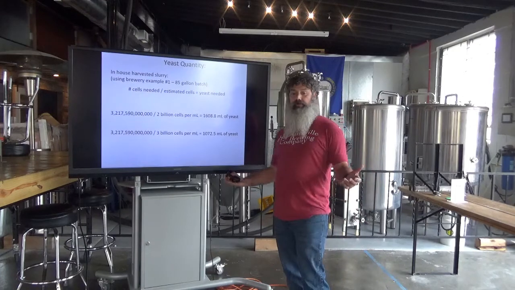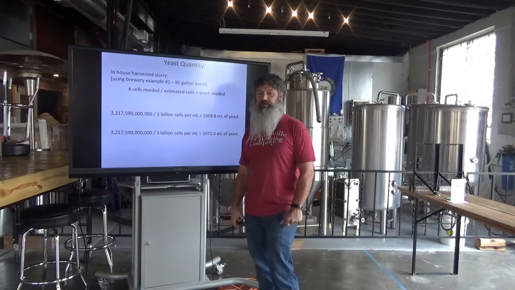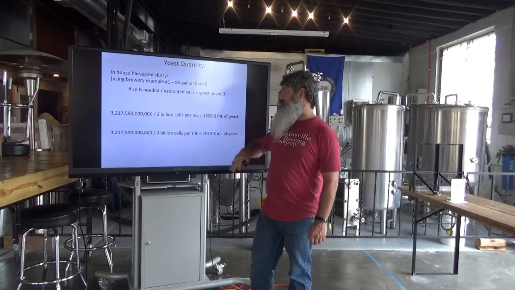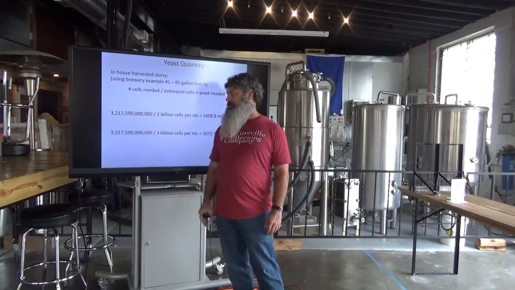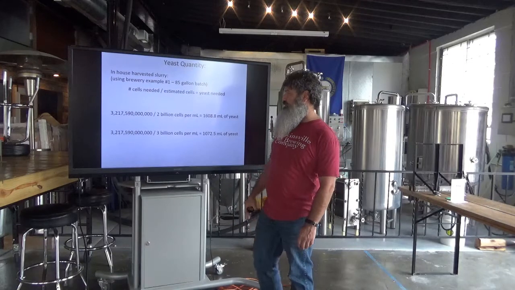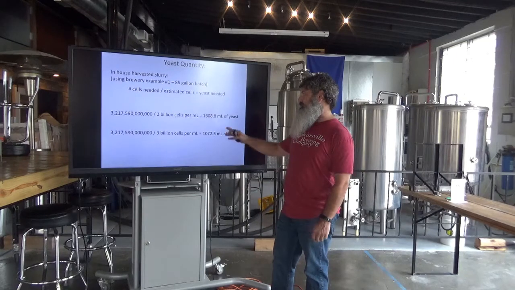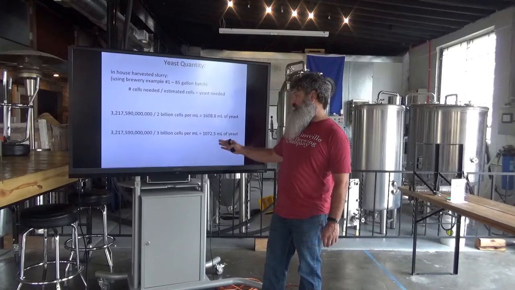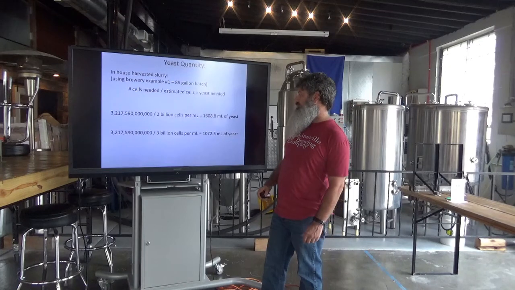So we know we're going to have our in-house harvested slurry. Again, we're going to use that same example of 85 gallons of lager. We know the number of cells needed divided by the estimated cells will tell us how much yeast we really need. So if we take that 3 trillion yeast cells needed, and we know our sample has 2 billion cells per milliliter, you can see we need 1,608 milliliters of yeast. If we had 3 billion yeast cells per milliliter, we would need just under 1,100 milliliters of yeast.